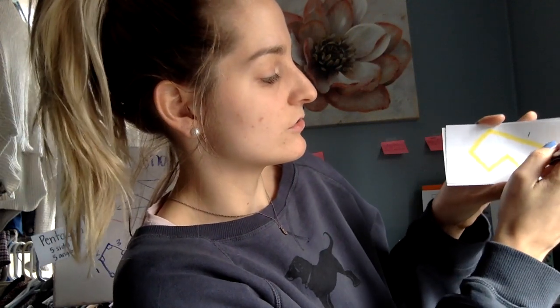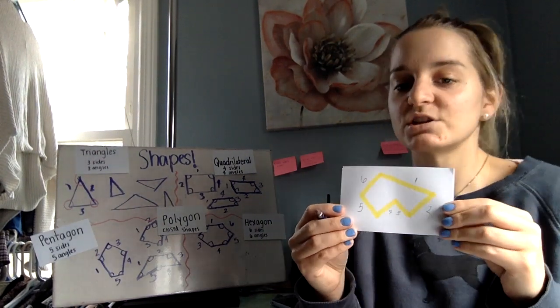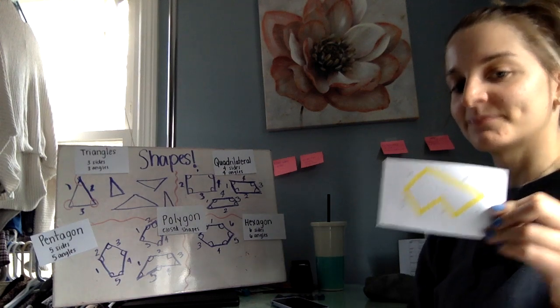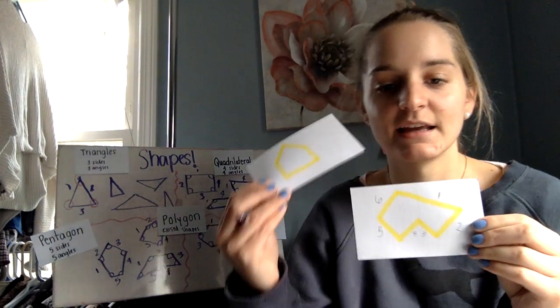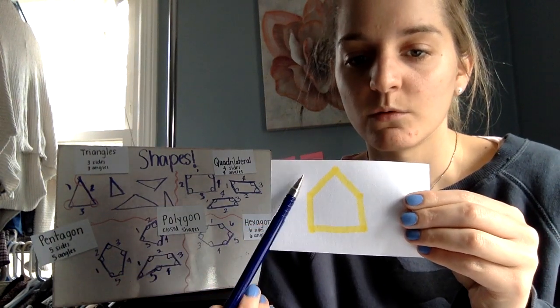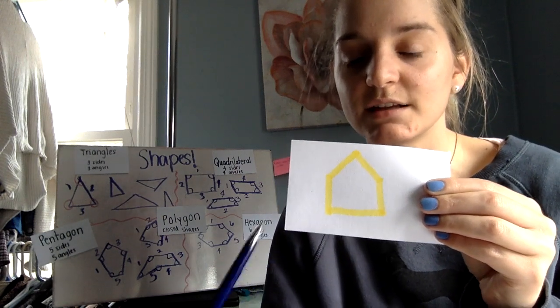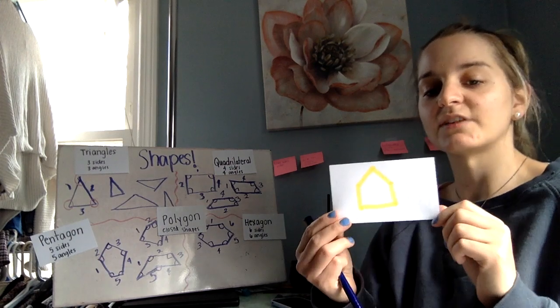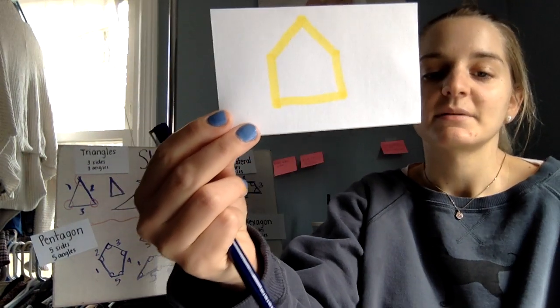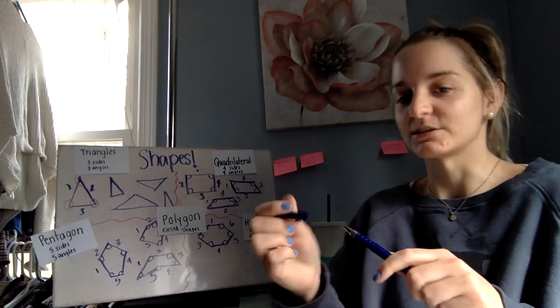Let's do this one together. 1 side, 2 sides, 3 sides, 4 sides, 5 sides, 6 sides. If it has 6 sides, even if it looks different, what shape is this? It's going to be a hexagon. And lastly, one more try. 1 side, 2 sides, 3 sides, 4 sides, 5 sides. If it has 5 sides and 5 angles, this shape is a pentagon. If you got it right, give yourself 2 claps.